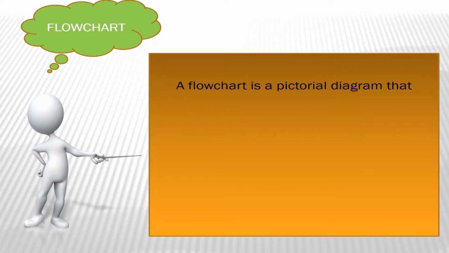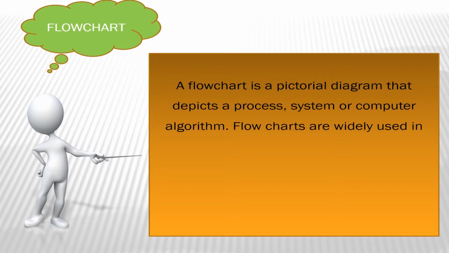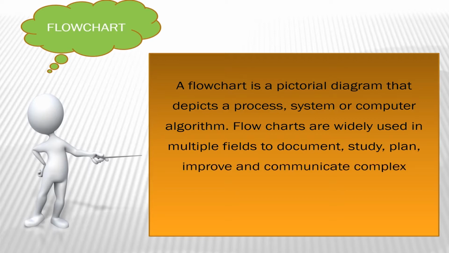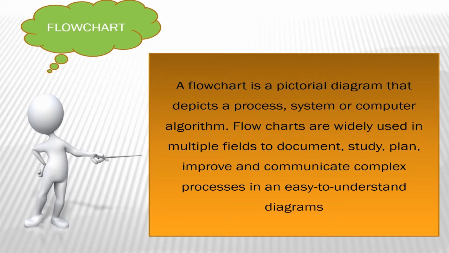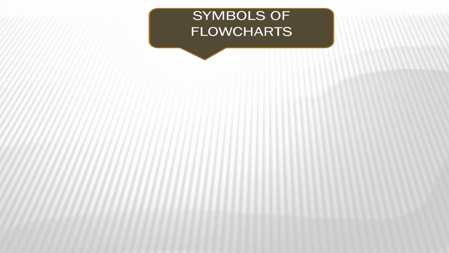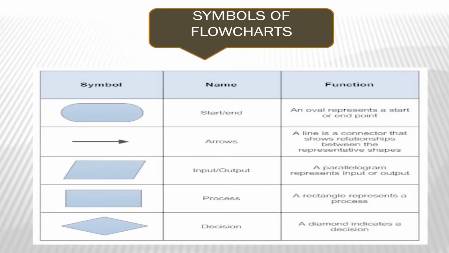Flowcharts are important in programming. A flowchart is a pictorial diagram that depicts a process, system, or computer algorithm. They are widely used in multiple fields to document, study, plan, improve, and communicate complex processes in easy-to-understand diagrams. Various symbols are used in flowcharts, and these are the start, arrows, input, output, process, and decisions.